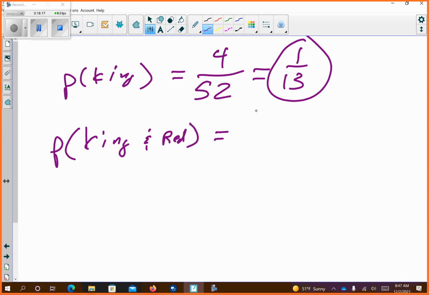1 in 26? Yeah, so there's 2 red kings. So you get 1 in 26 probability of pulling that out. Okay?